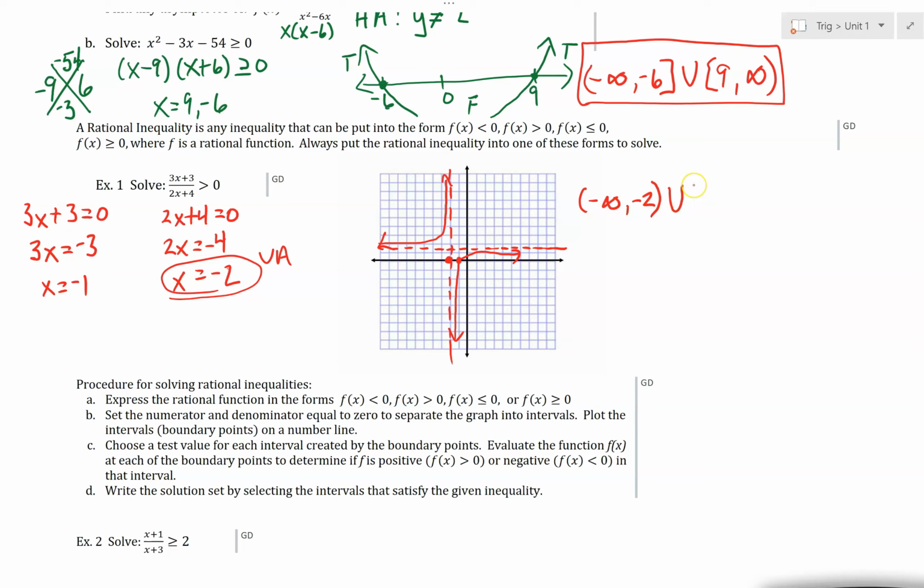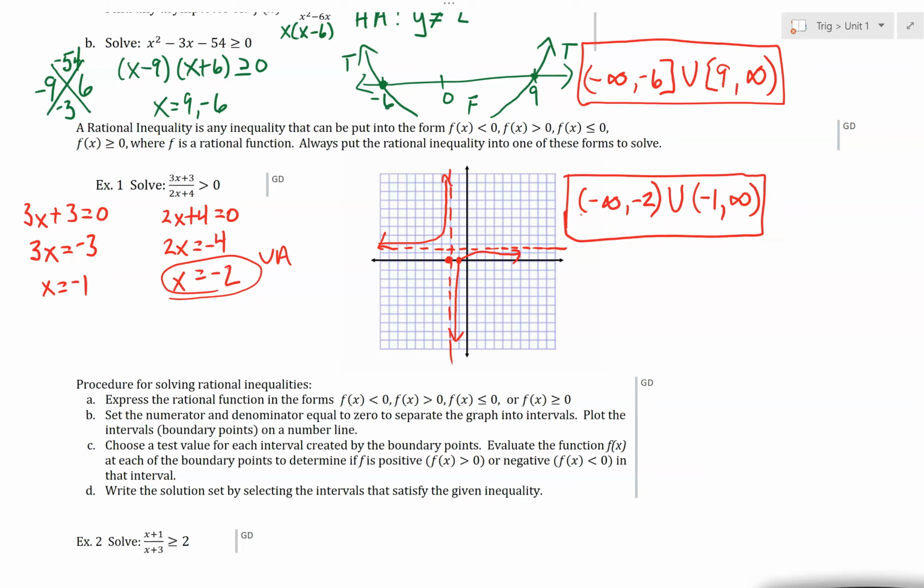And that's going to be in union with everything from -1, but we are not including this. There's no equal sign, so everything from -1 to positive infinity. It's just going to keep going to the right, and it's going to always stay above 0. So it's going to go all the way there. This would be the solution.